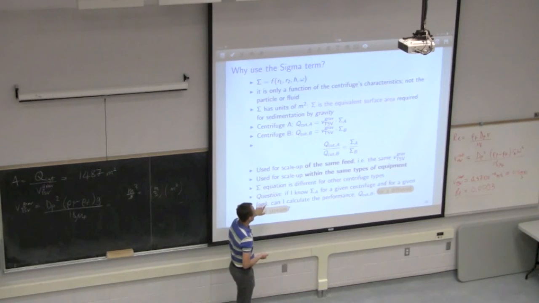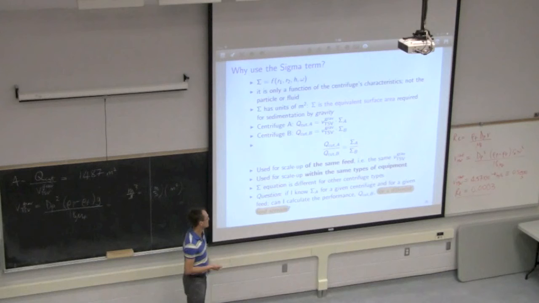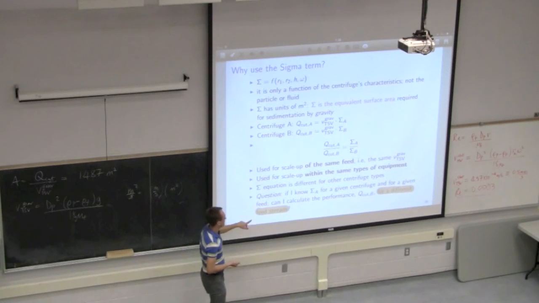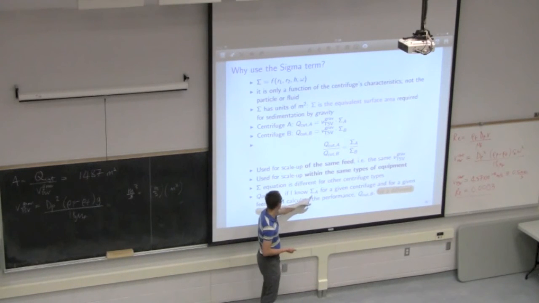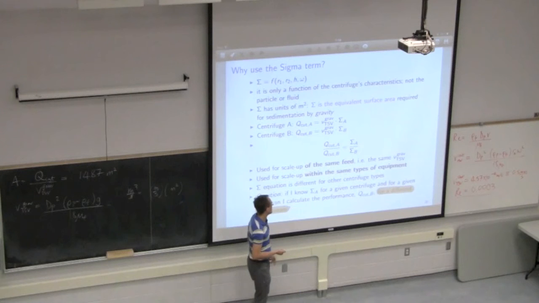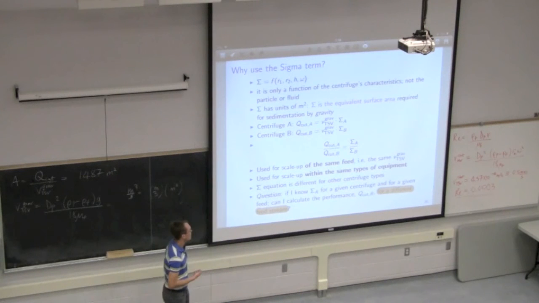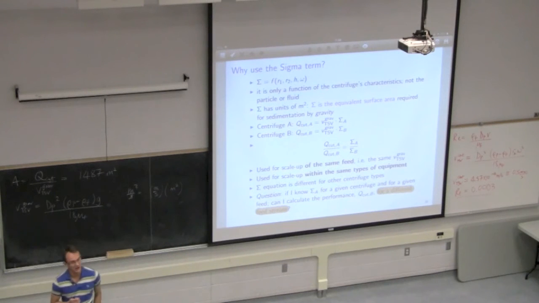I can also use it in the following really interesting way, and this is how it's commonly done. If I know sigma A for a given centrifuge and for a given feed, I can calculate the performance for a different feed stream. Okay, so for a different feed, I can predict what that centrifuge is going to do. So the data from one experiment can be used to predict the results from another experiment.